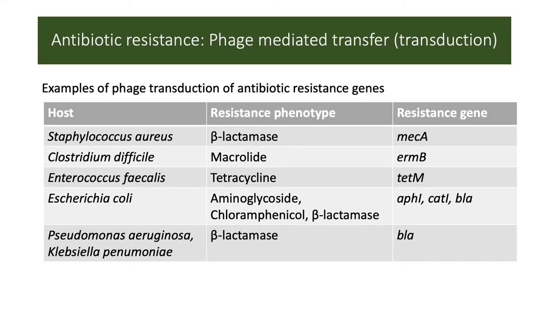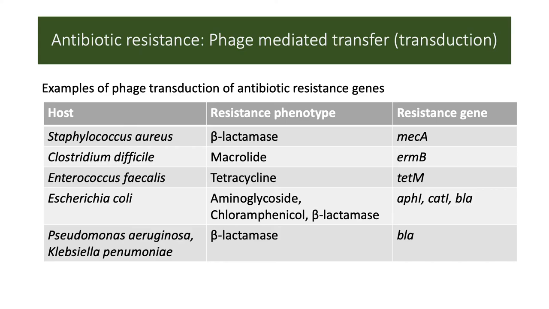In this table are examples of bacteria that become resistant to particular antibiotics as a result of antibiotic resistance genes being acquired through phage transduction. So we have Staphylococcus aureus expressing beta-lactamase because it has acquired the MECA resistance gene through phage transduction.